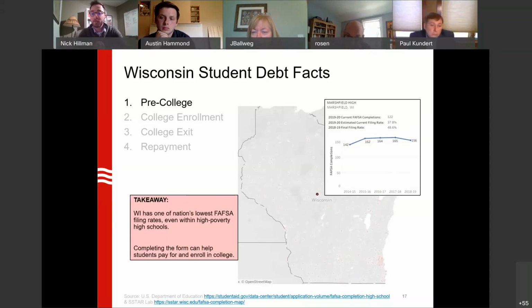Even within high poverty school districts, Wisconsin's filing rate is lower than average, one of the lowest. And completing this form can really help students plan for and pay for college and ultimately be successful in college. So that could be something to consider as this task force moves forward. Just as a note, at the bottom of these pages, you can see links. Please use those links. Anything that says star.wisc.edu is going to take you to an interactive dashboard.